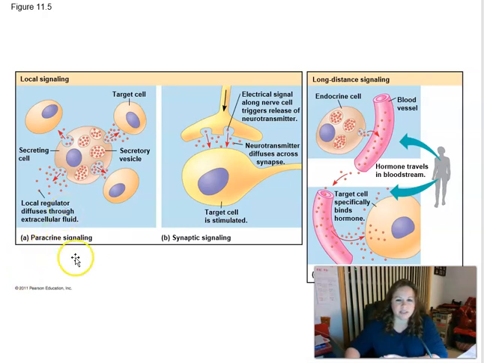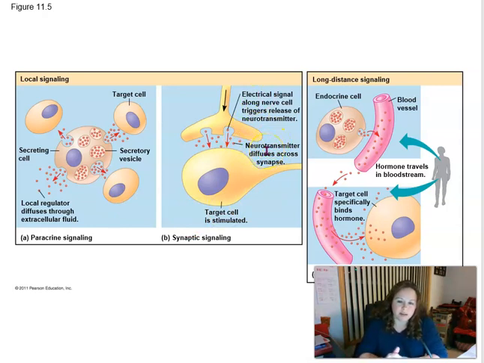In paracrine signaling, this cell is secreting its chemical message to the target cells nearby. They have receptors to receive that signal, so they will respond to the signal. Any cells nearby that do not have the receptor will ignore that message. Here's another example of local signaling.